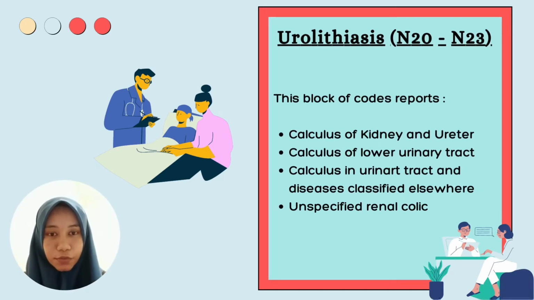Urolithiasis has code blocks from N20 to N23. This block of codes reports calculus of kidney and ureter, calculus of lower urinary tract, calculus of urinary tract in diseases classified elsewhere, and lastly, unspecified renal colic.